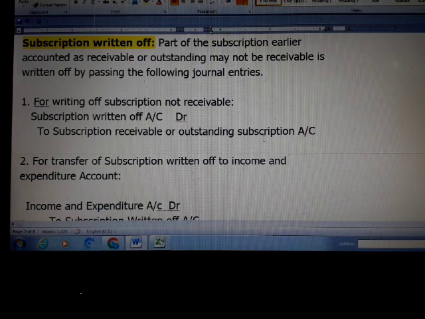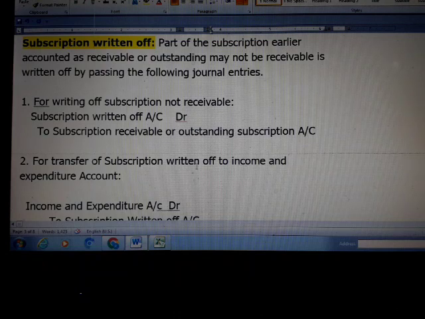The journal entry is subscription written off account debit to subscription receivable account or outstanding subscription account. Try to recollect your depreciation concept. When you apply depreciation, on what do you apply? On fixed assets. So depreciation to the respective fixed assets. In the same way, here you are applying on the outstanding subscriptions. So subscription written off to outstanding subscription. At the same time, you will transfer the depreciation to your P&L account.